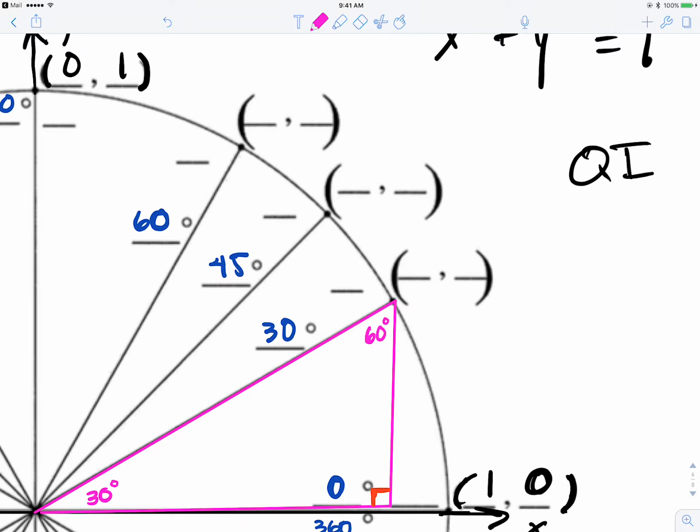Now, because we are in the unit circle, what does the length of this hypotenuse have to be? 1. Here that would make the hypotenuse equal to 1. So I'm going to replace x with 1/2. So this side would be equal to 1, this side would be equal to √3/2, and this side would be 1/2.